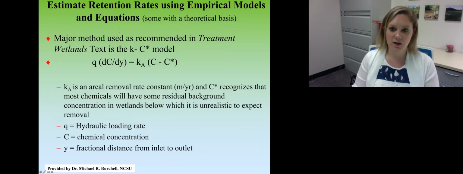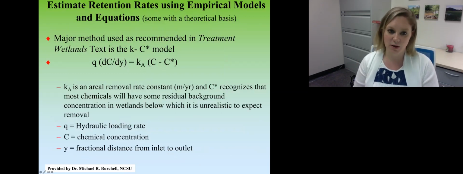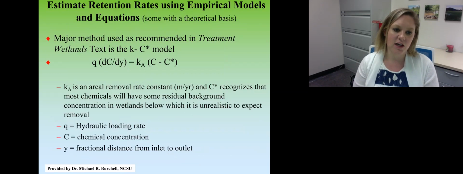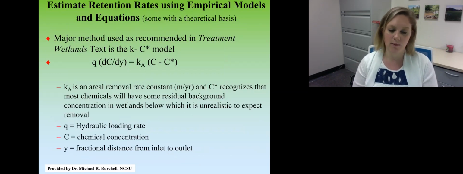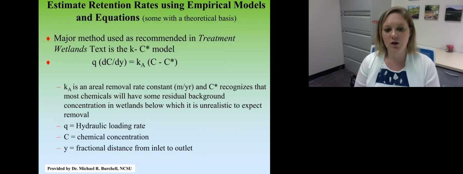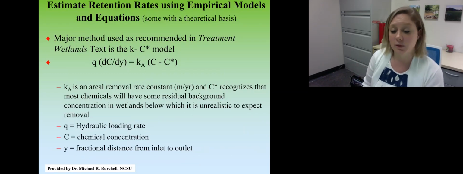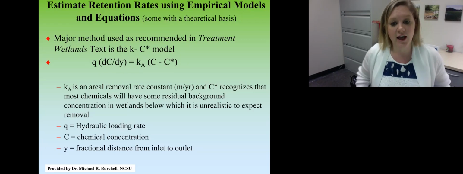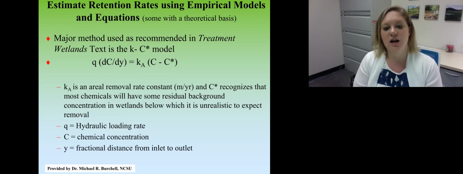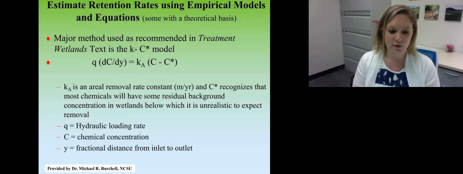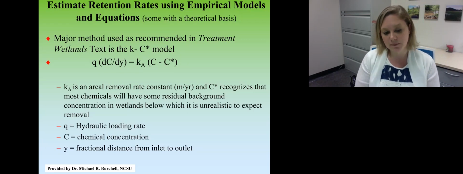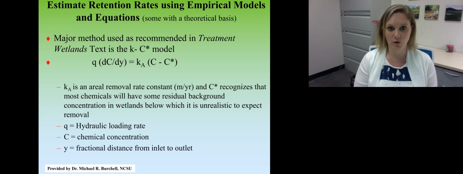So the major method that we use to determine how much removal is going to occur is this k-C-star method. Ultimately we have this change of concentration as you flow through the wetland, and it equals this areal removal rate, and these values are located on a PDF that I've uploaded to Canvas. And then you take your concentration and subtract it from your background concentration. The Q is your hydraulic loading rate, talked about earlier. Your C is your chemical concentration, and then the Y is the fractional distance from the inlet to the outlet, so the distance it takes for a water particle to move from the inlet of your wetland to the outlet of your wetland.